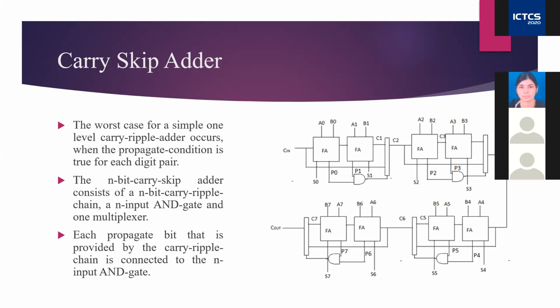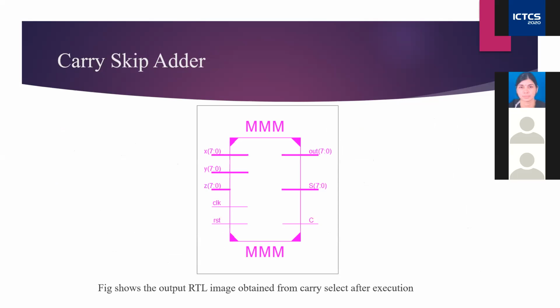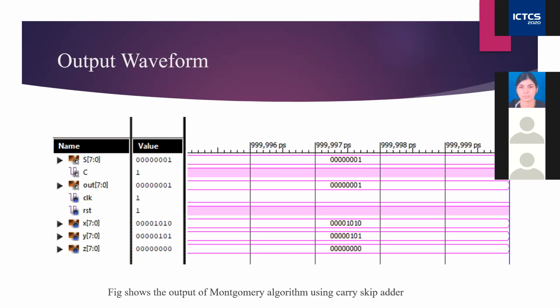This is the final adder I used. The main advantage is that we can further reduce the delay. That is, each propagate bit that is provided by the carry ripple chain will be connected into an AND gate, and the AND gate will directly send it to the output value. This is the output image that I got after using the carry skip adder.